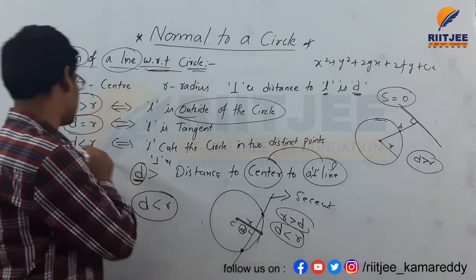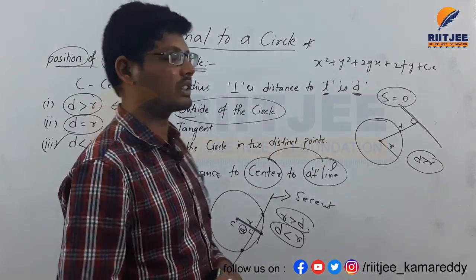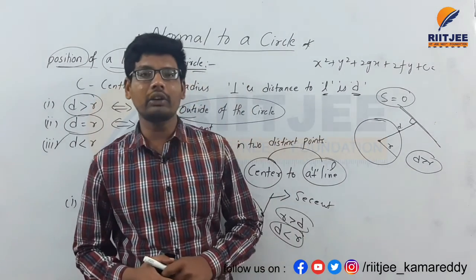This is all about the third case, and this is all about normal to a circle here. And in the next session we will discuss chord of contact.